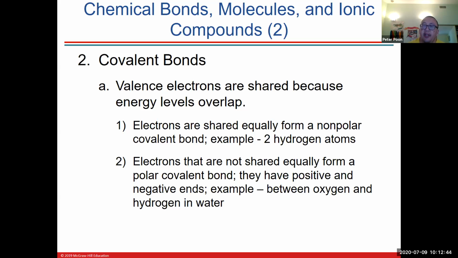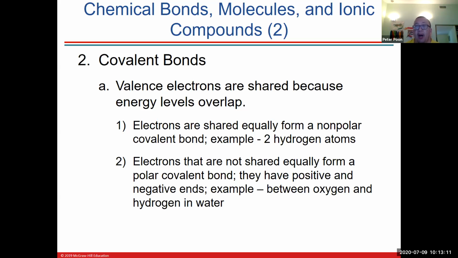The nuclei fight for the electron. If you take two hydrogen atoms and put them together, they're going to be equal to each other, so they fight and share the electron equally. So the negative charge of the electron will be equally spread on both sides.